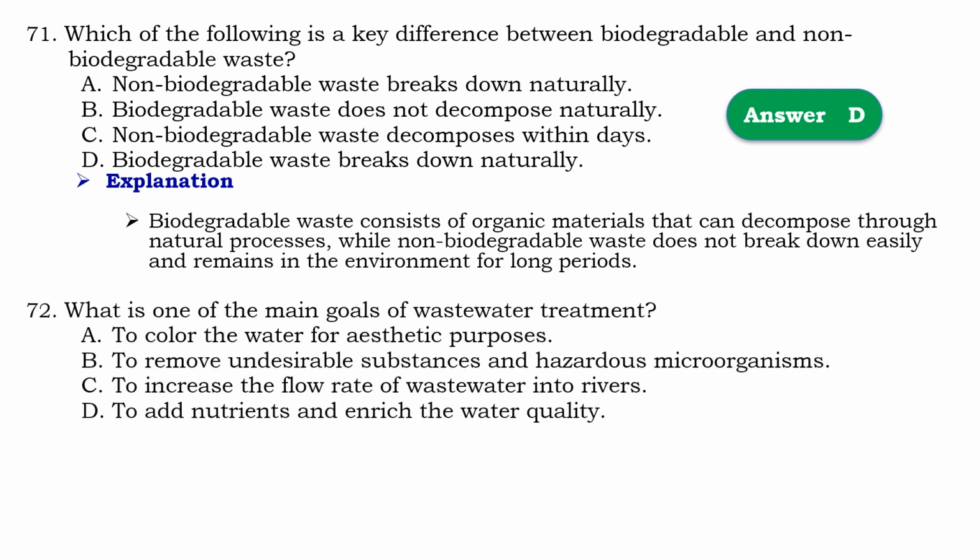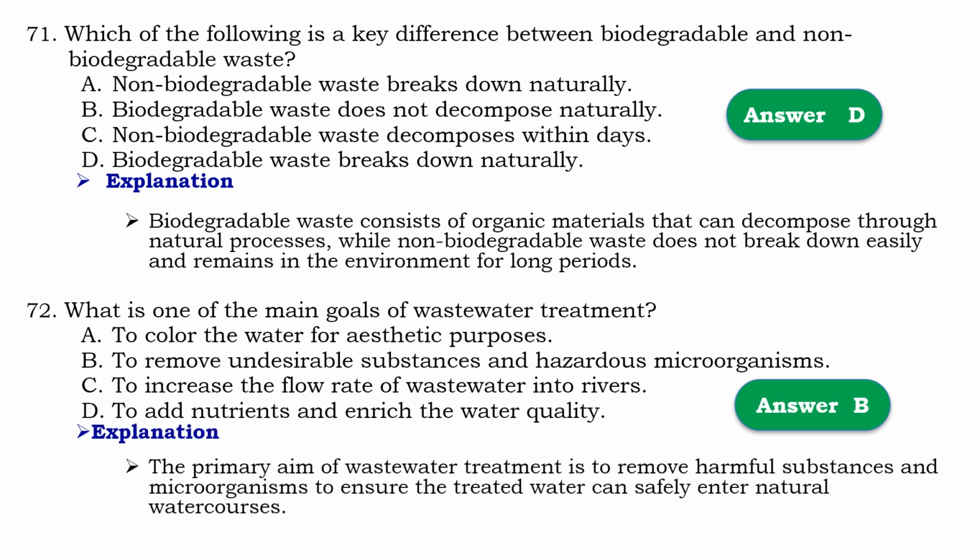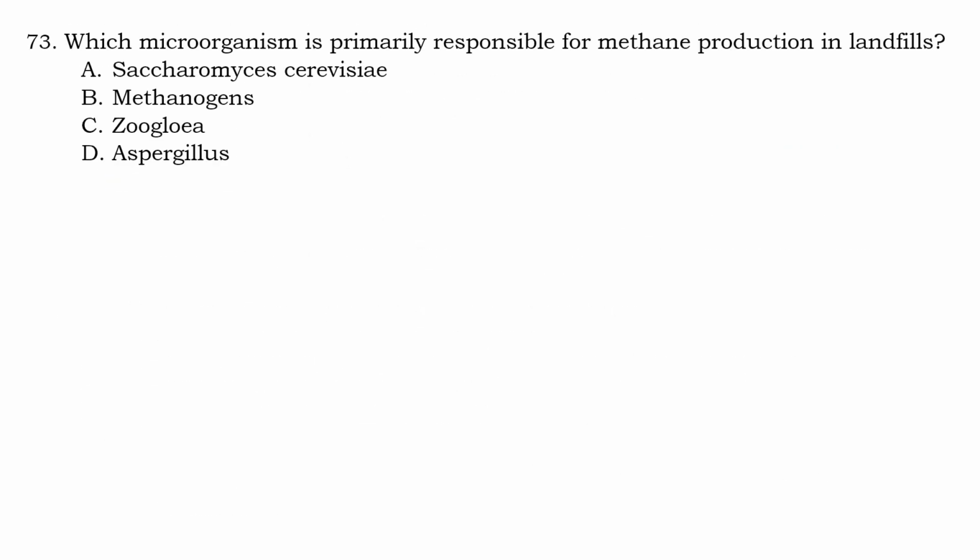Question number 72, what is one of the main goals of wastewater treatment? So that should be to remove undesirable substances and hazardous microorganisms. Means that the primary aim of wastewater treatment is to remove harmful substances and microorganisms to ensure that treated water can safely enter natural watercourses.